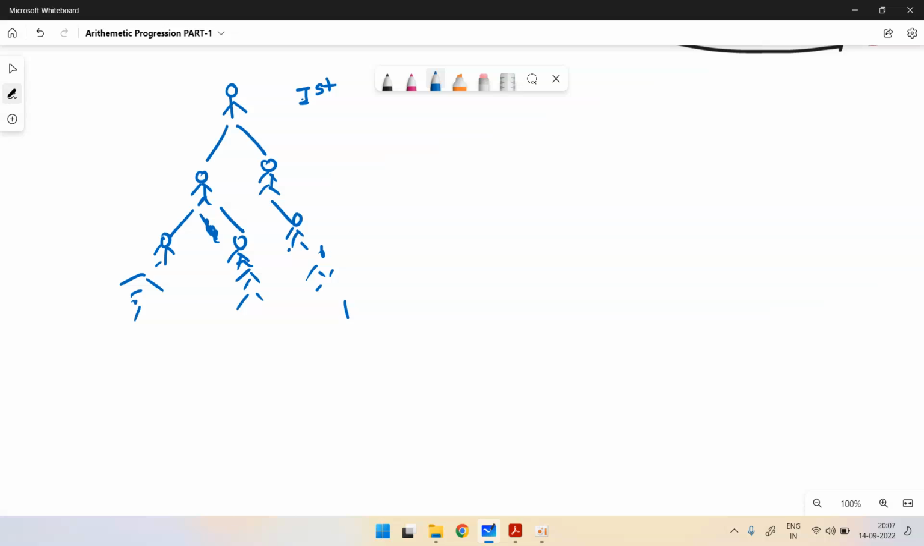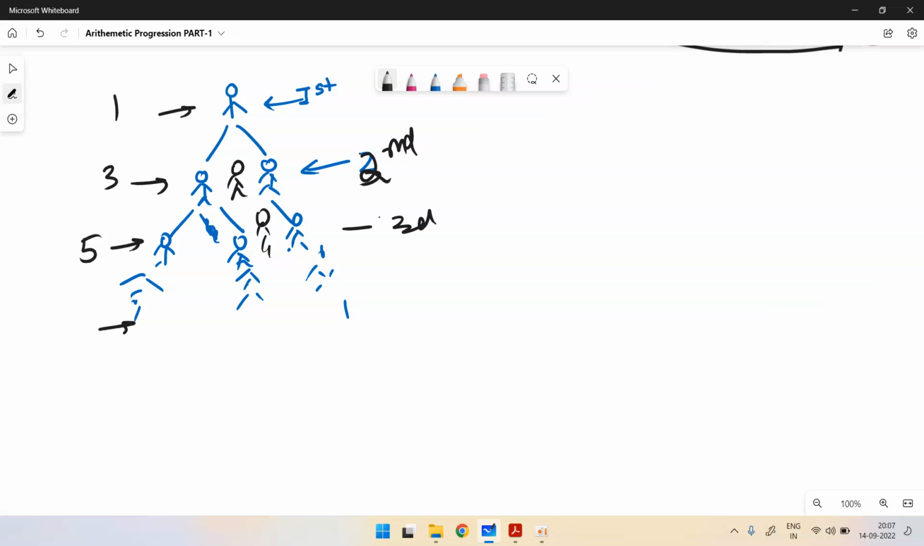Since I have directly given you this, first and second, this will be easy. But had I given you that in the second generation there are 3 babies, in the third generation there are 5 babies, and then 7 babies, now how many babies are there in the 10th generation?